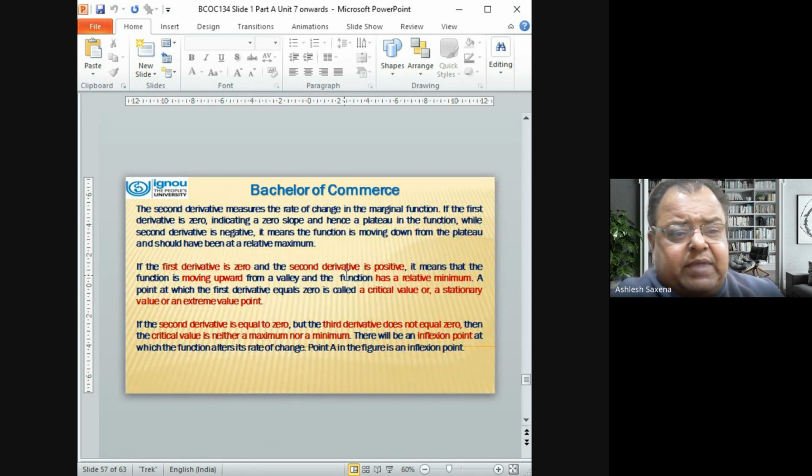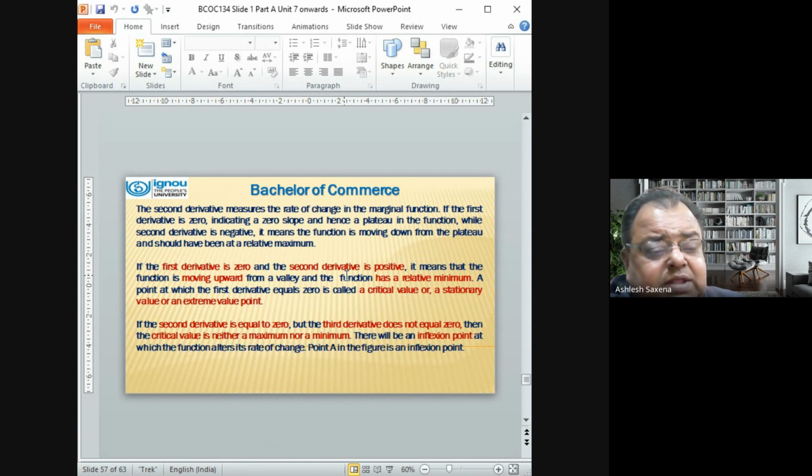Second derivative measures the rate of change in the marginal function. If the derivative is 0, indicating a zero slope and hence a plateau in the function, while the second derivative is negative, it means the function is moving up to the plateau and should have a relative maximum. If the first derivative is 0 and the second derivative is positive, it means that the function is moving upwards from a valley and the function has a relative minimum.